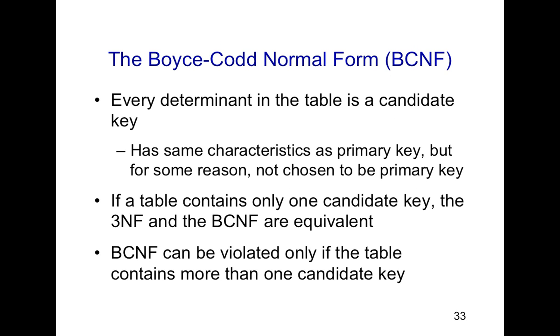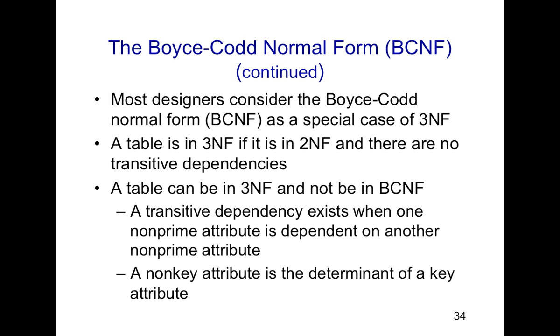So every determinant in the table is a candidate key. If the table contains only one candidate key, then BCNF and third normal form are equivalent. They're not equivalent if you have more than one candidate key. Most designers consider BCNF a special form of third normal form, and they figure it's just third normal form. They're not going to call it anything else.